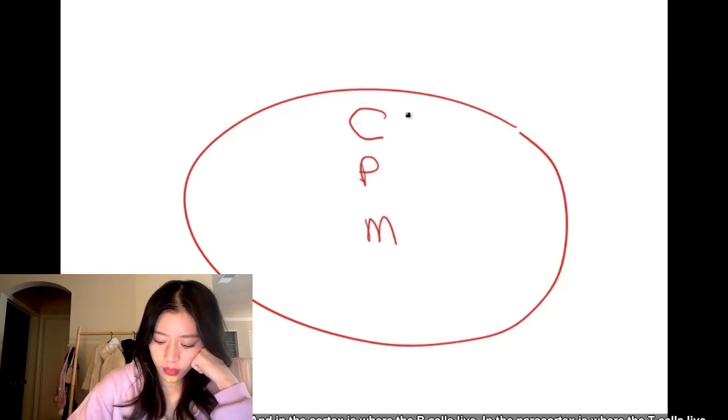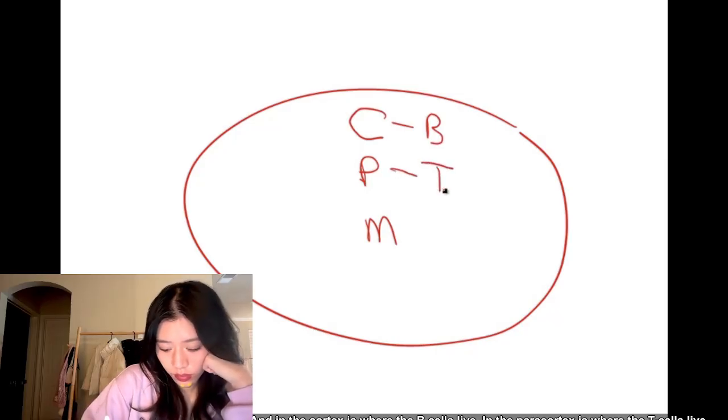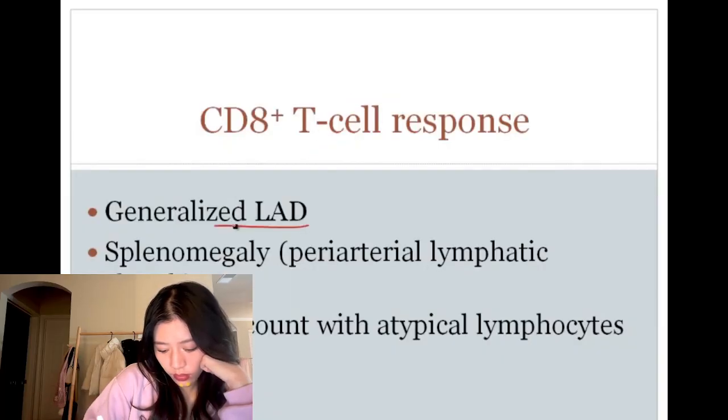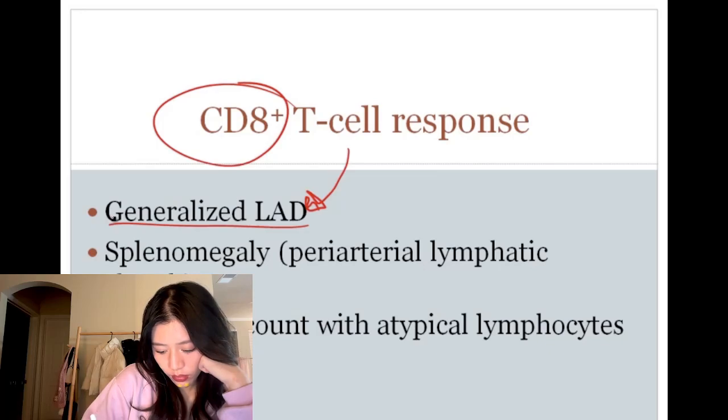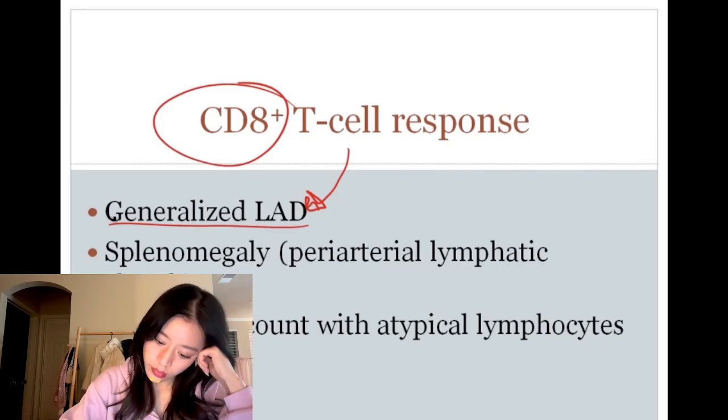And in the cortex, the cortex is where the B cells live, and the paracortex is where the T cells live. And so when we have an EBV infection, an infectious mononucleosis, there's going to be hyperplasia of the paracortex. So it's important to know that in the case of generalized lymphadenopathy, the area of expansion is going to be the paracortex.